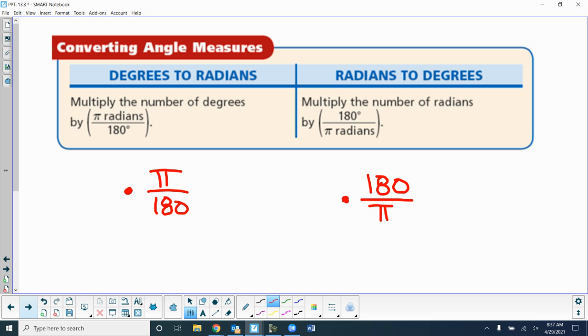Come on, say it. Pi over 180. When we go from radians to degrees, we multiply by 180 over pi. What's always going to happen to the pi's when we go from radians to degrees? They're going to cancel. Okay?